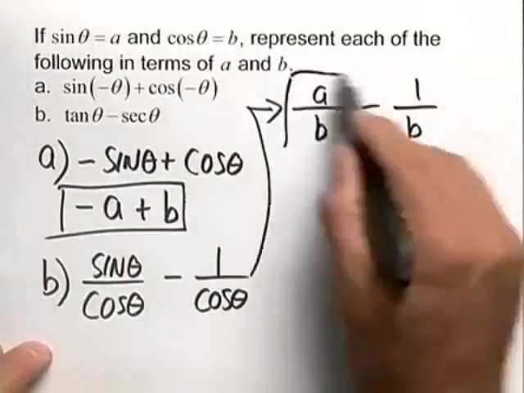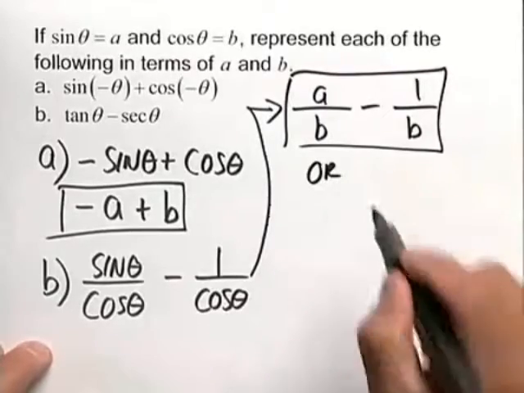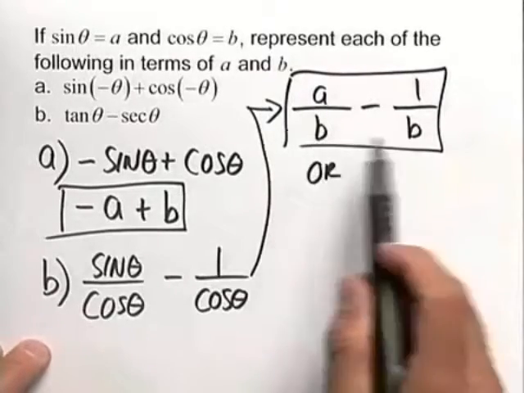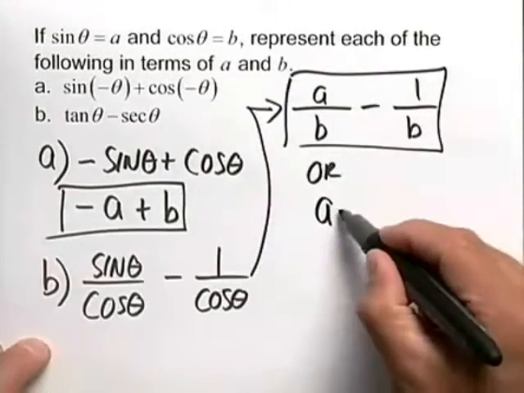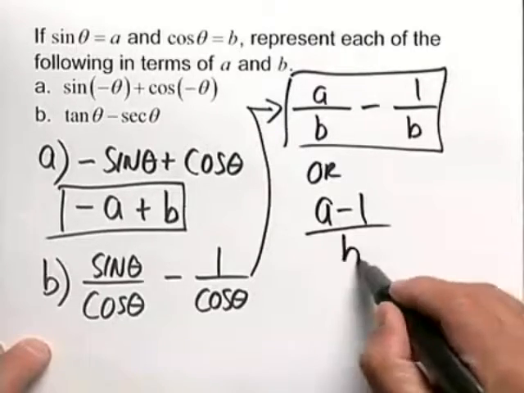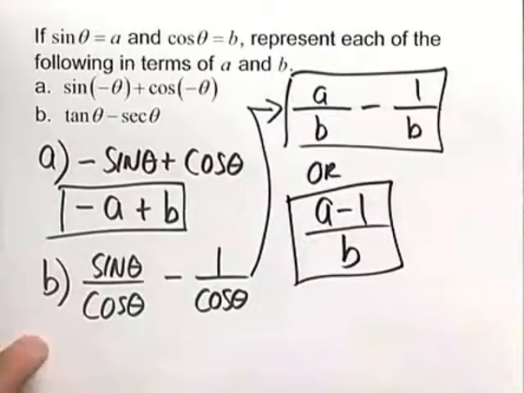So this would be written as two fractions, or if you want to write your answer as a single fraction, we have a common denominator of B, so this could be written as A minus 1 all over B. And so we've written both of our expressions in terms of A and B.